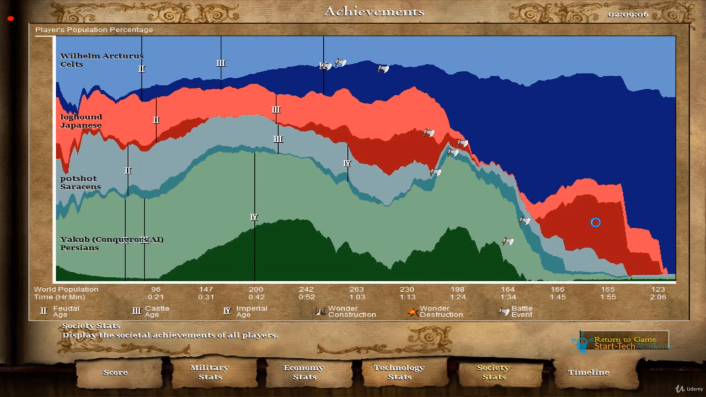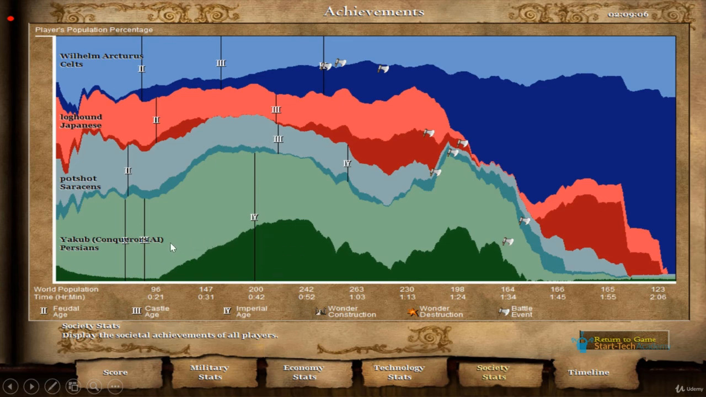At the end of the game, they would show a graph like this. Here, the 4 players are shown in 4 colors. So these 4 are 4 different players. Blue is 1st, red is 2nd, this grayish green is the 3rd player, and this green is the 4th player. The lighter shade of each color depicts the civilian population and the darker shade is for the military population.